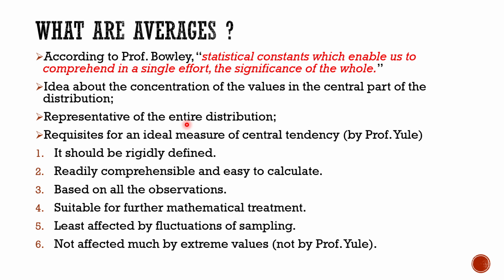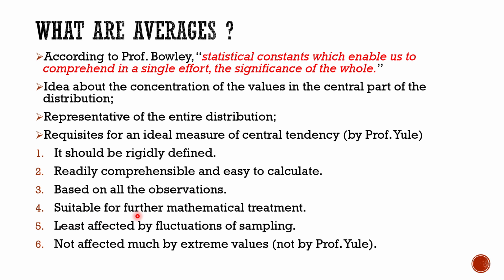Now, the requisites for an ideal measure of central tendency are given by Professor Yule. First, it should be rigidly defined. It means that once it is defined, it should not keep on changing very rapidly. Second, it should be readily comprehensible and easy to calculate. The third is that it should be based on all observations, meaning each and every observation should be used in the computation of that particular measure of central tendency. That measure of central tendency would be ideal.